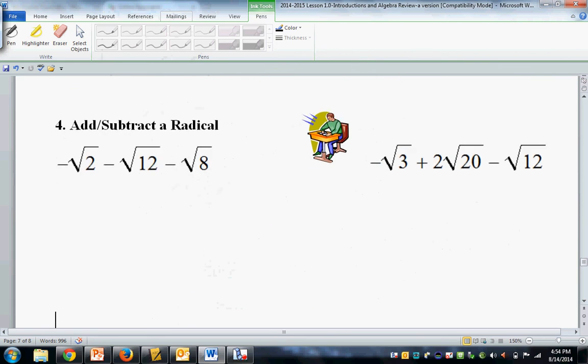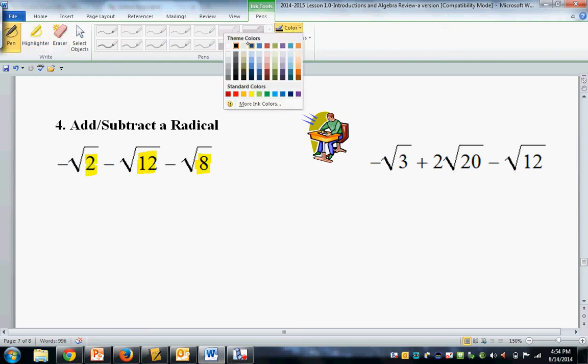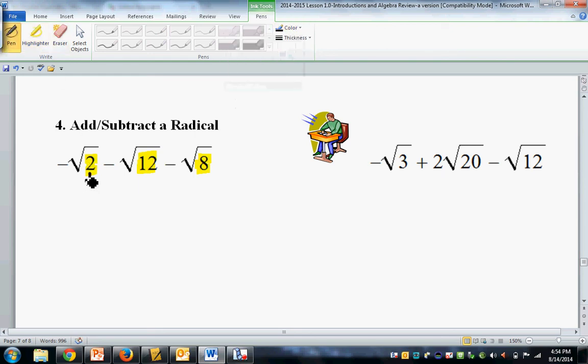So 20 root 3 is your answer there. Now when you add and subtract radicals, the very first thing you want to do is make sure everything under there is simplified. And the way you do that is we're going to prime factor all of these, all the way down. Now, this 2 here is already prime, so we're just going to pull it down. So that's going to be negative root 2.